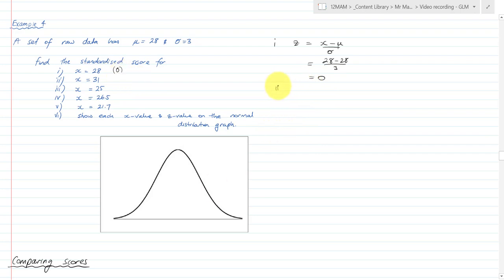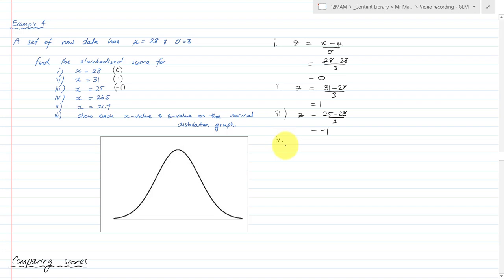The answer to question 2, you can always pause and just check your knowledge as I do it. The answer to question 2 is the Z score is equal to 31 minus 28 over 3, and that's 1. So the answer to question 2 is 1. Question 3, Z is equal to 25 minus 28 over 3, and that is -1. So that's 1 standard deviation below the mean.